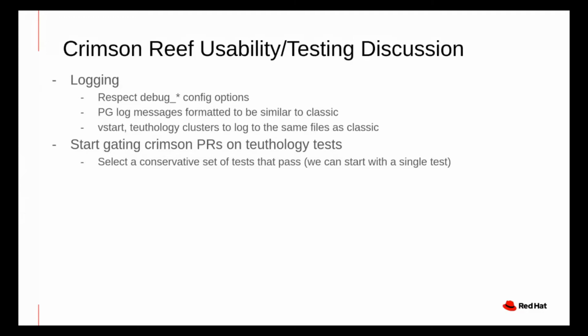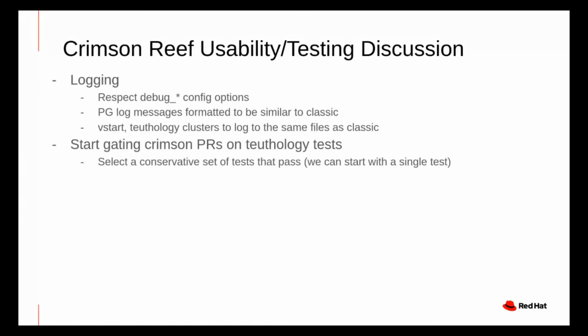We don't respect the debug underscore config options from Classic, and I think we should. We've trained users and support and a lot of people to use debug OSD and debug MS to control the output levels when trying to understand what's going on. So I think we need to match some of the more common configs there, including the numerical values, although they'll map back onto debug, trace, and error in Crimson, of course.